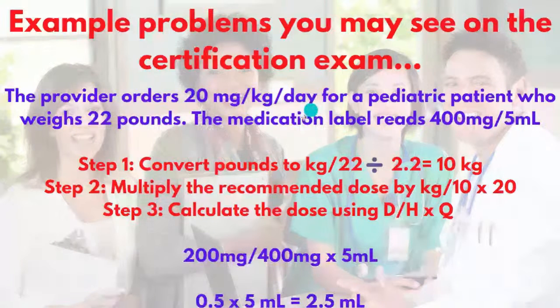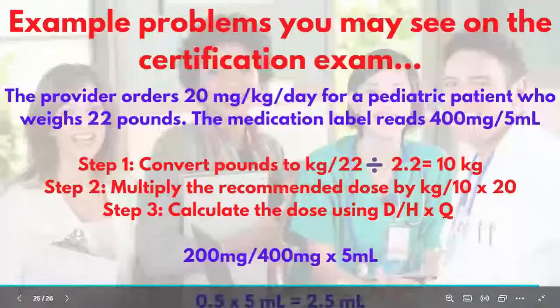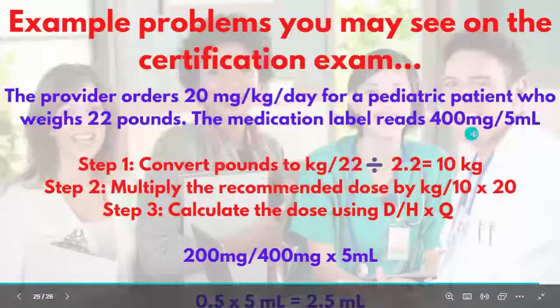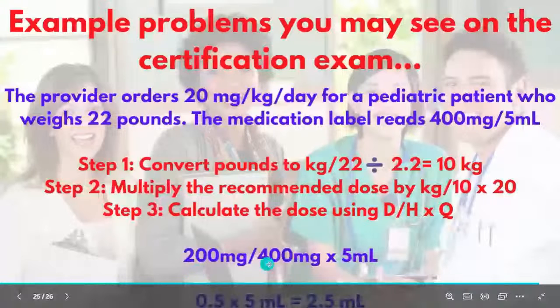Okay. Now we go get the medication. The medication label reads 400 milligrams per 5 ml. That takes us back to the formula we just learned. 200 divided by 400 gives us what? 0.5, right? Times 5 ml.